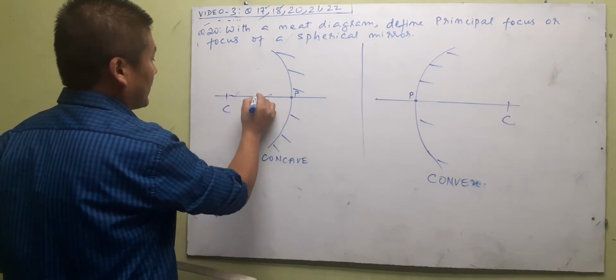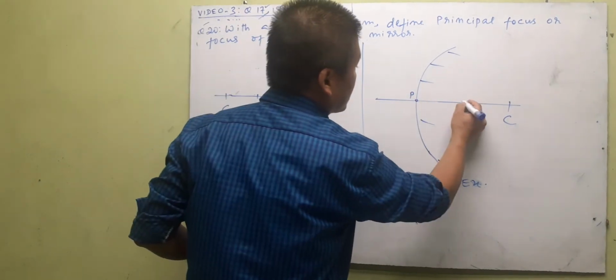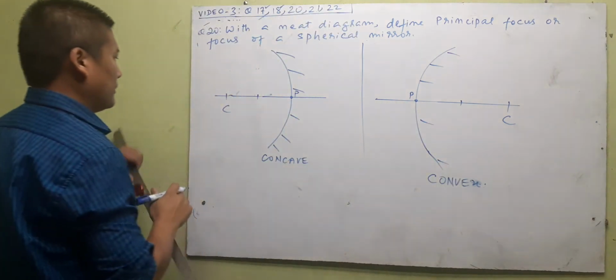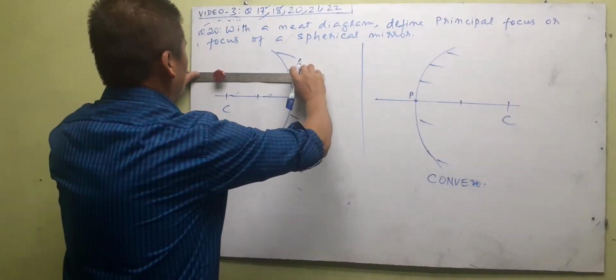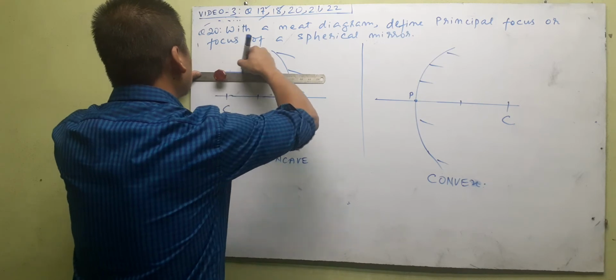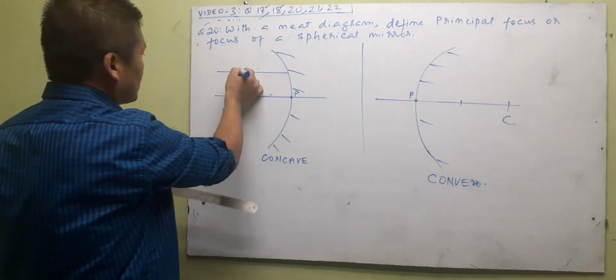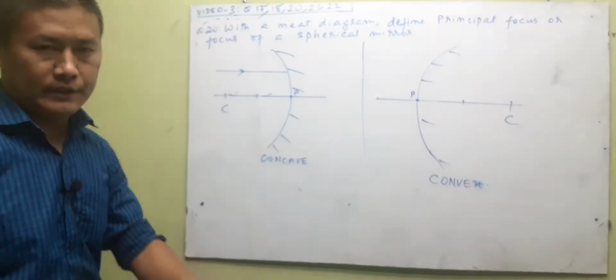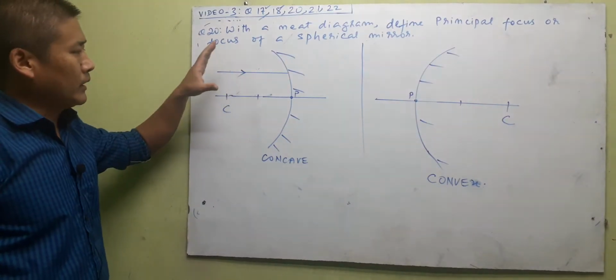So half of this, you mark it, just half. Don't mark any label, just mark it and keep. Draw a ray parallel to the principal axis. This is called the incident ray. We learned in our first video, the first ray that is passed onto the mirror is called the incident ray.